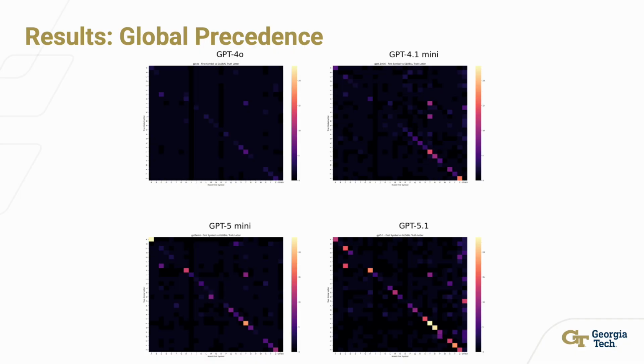Conversely, this slide shows four heat maps comparing the global precedence across the AI models, showing that newer models are beginning to exhibit more and more of it. 4.0 shows almost none, while GPT-5 Mini and GPT-5.1 show visible diagonals, indicating stronger global precedence at a rate of near 100% for certain letters, such as the letter T.